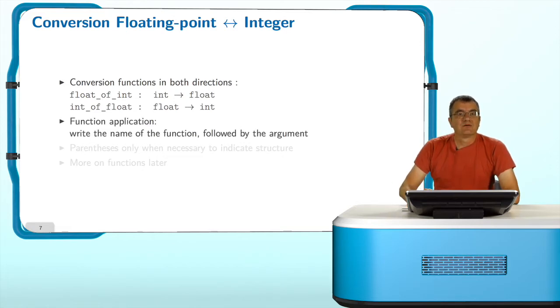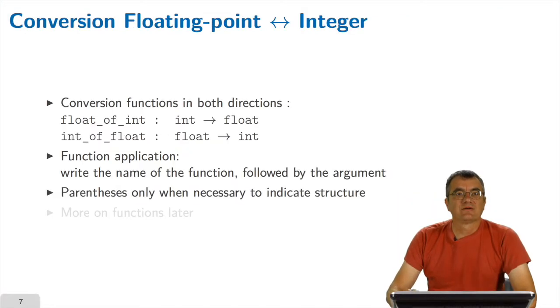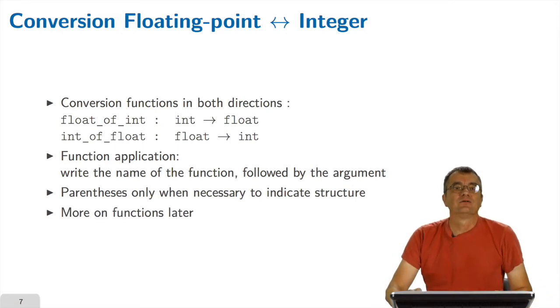Now we have to tell you how to write down a function application. This is very easy. You just write the name of the function followed by the argument. We will come back to functions later during this week. Just let me point out that parentheses are a priori not part of the syntax of function application, so you just write usually the function name followed by the argument. You have to use parentheses only if it is necessary to indicate the structure of a more complicated expression.